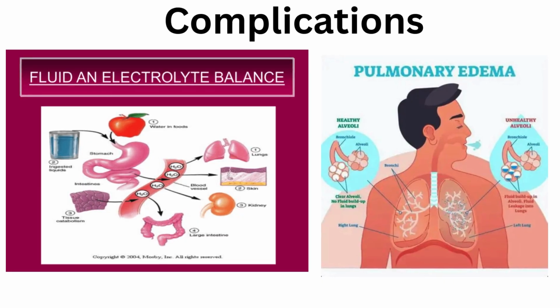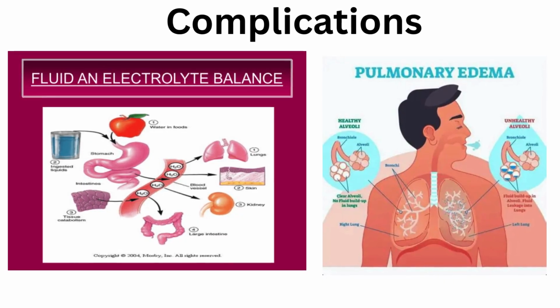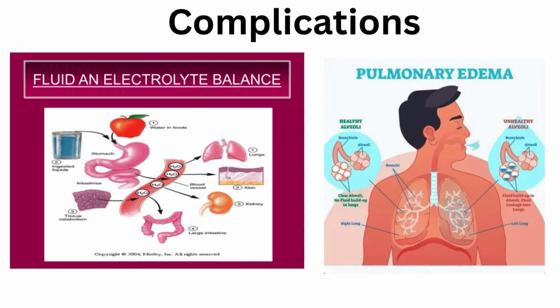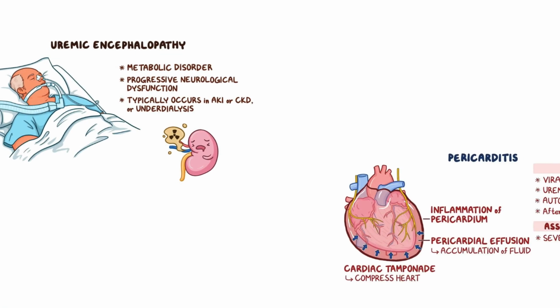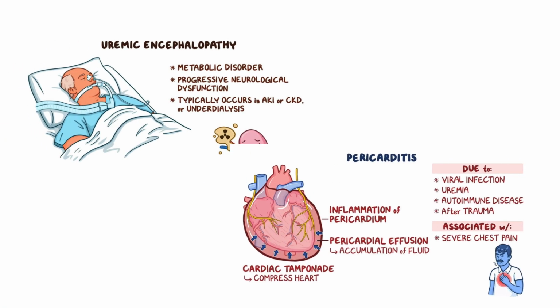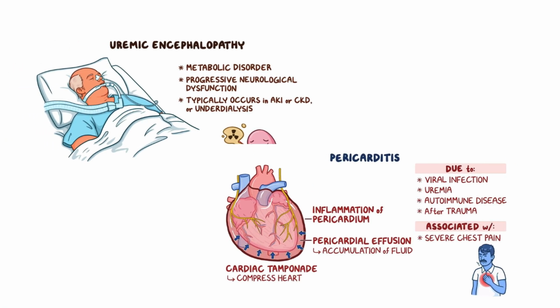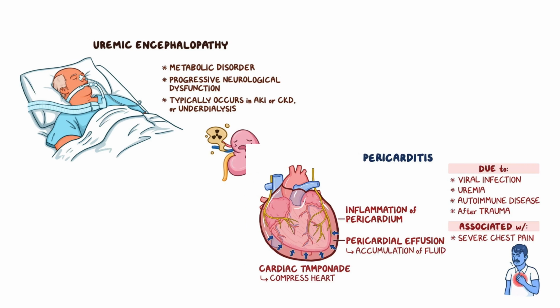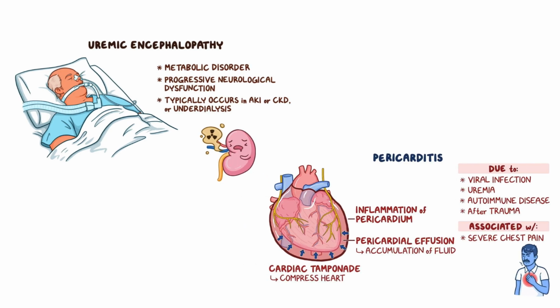Some complications. So, if untreated, acute kidney injury can lead to life-threatening electrolyte disturbances, especially hyperkalemia, pulmonary edema, and heart failure. Uremic complications such as encephalopathy or pericarditis, progression to chronic kidney disease or end-stage renal disease, or increased mortality.